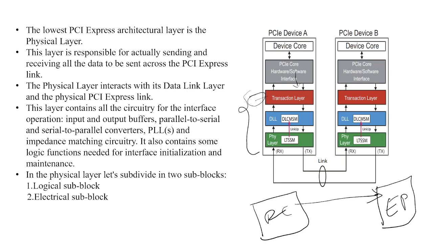Let us assume I want to send 10 packets from the transmitter to the receiver. The transaction layer will generate the packets. Based on those packets, the data link layer will add the sequence number and LCRC. So from the top layer you get the data, then the transaction layer will add the header and ECRC. The header gives clear information about where we want to send the packet.